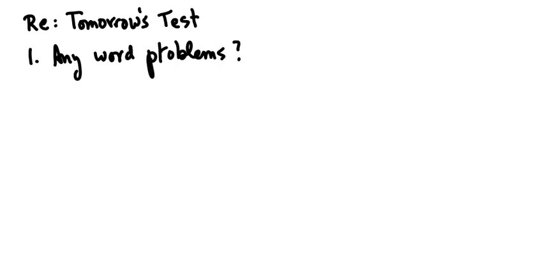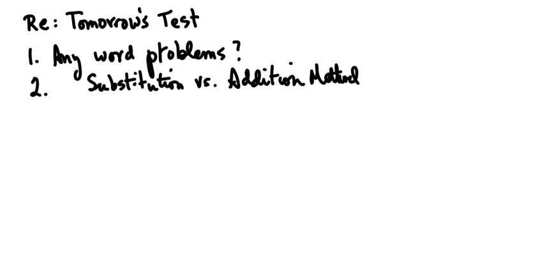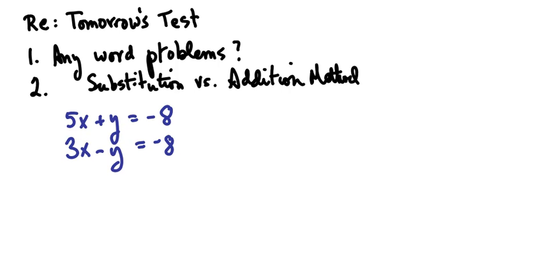The second question was regarding the difference between the substitution and the addition method, and a specific example was stated, which was the two equations 5x plus y is equal to negative 8 and 3x minus y is equal to negative 8. Now it just so turns out that this particular example could be fairly easily solved using either method, either the substitution method or the addition method.